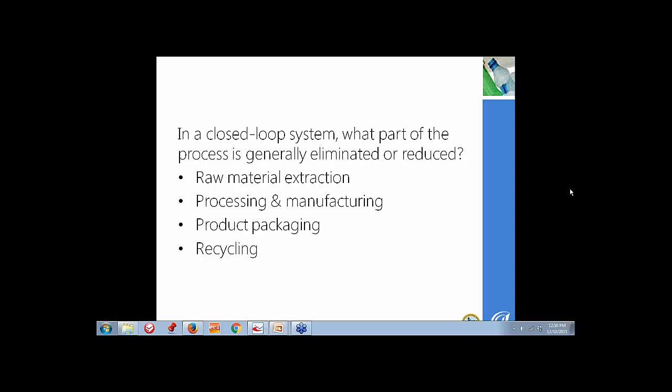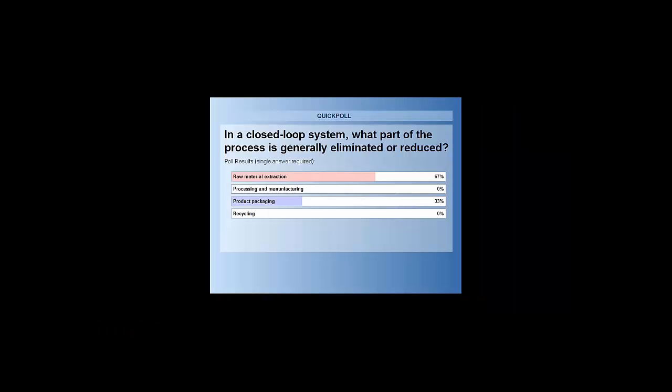All right. Okay, so it looks like 67% of the people said raw material extraction, which is actually the right answer. Product packaging is definitely in a closed loop system something that we want to reduce or eliminate, but it's usually not totally eliminated because we do need packaging for, like I said, safe handling and transport of products. But raw material extraction is the thing that ultimately we would love to get to that we can do through a circular system.